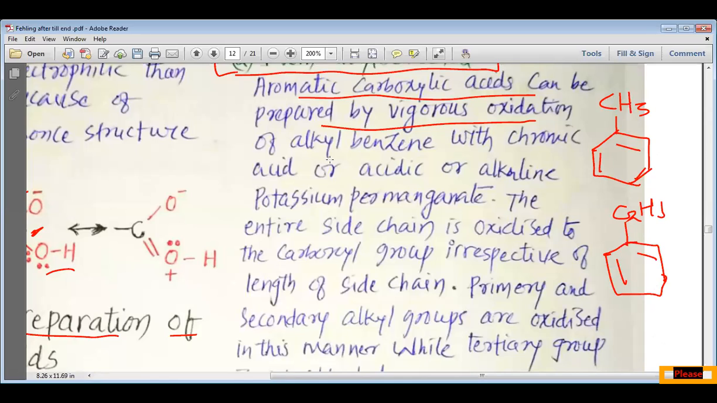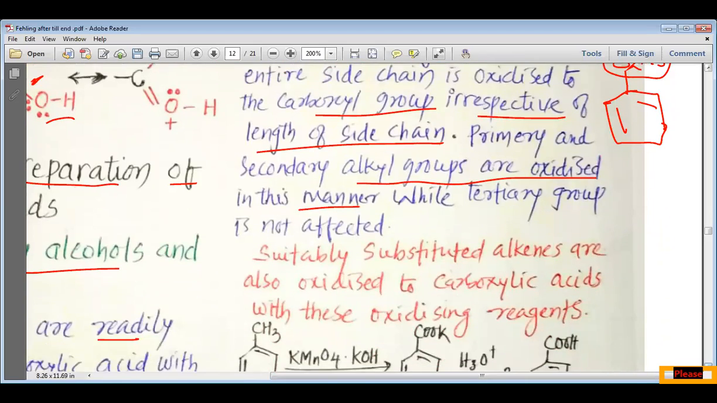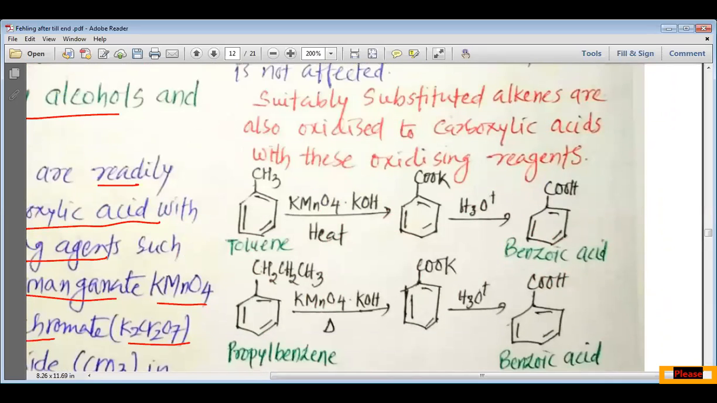So by vigorous oxidation of alkyl benzene with chromic acid, acidic or alkaline potassium permanganate, the entire side chain, whatever the number of carbons present, is oxidized to a carboxylic group irrespective of the length of the side chain. Primary and secondary alkyl groups are oxidized in this manner, while tertiary groups are not affected. Please remember that primary and secondary alkyl groups can be oxidized.